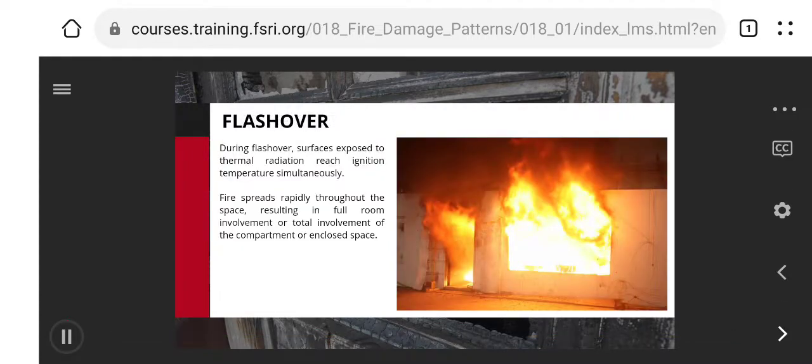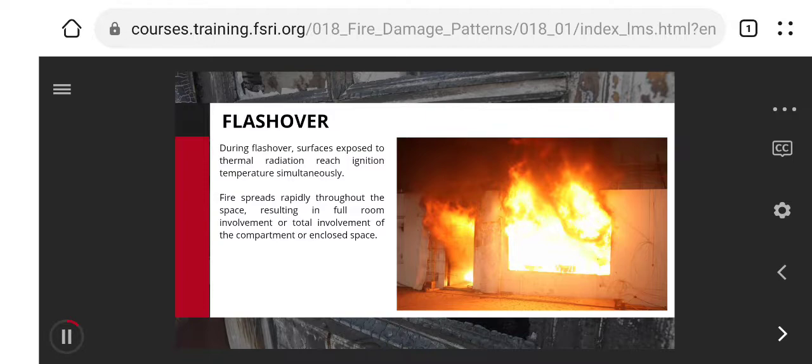Flashover is a transition phase in the development of a compartment fire in which surfaces exposed to thermal radiation reach ignition temperature more or less simultaneously. Fire spreads rapidly throughout the space, resulting in full room involvement or total involvement of the compartment or enclosed space.